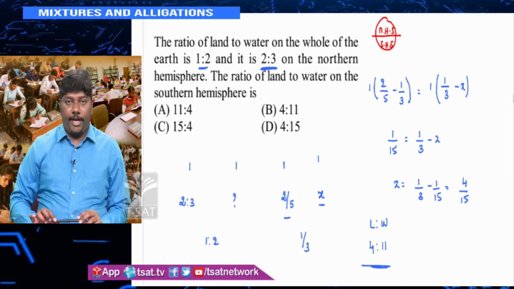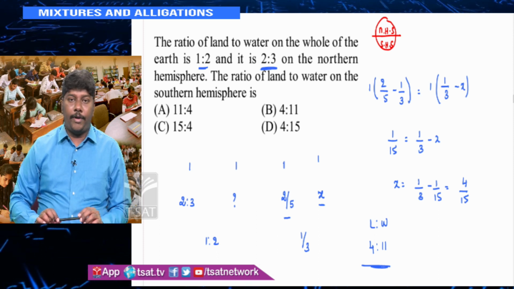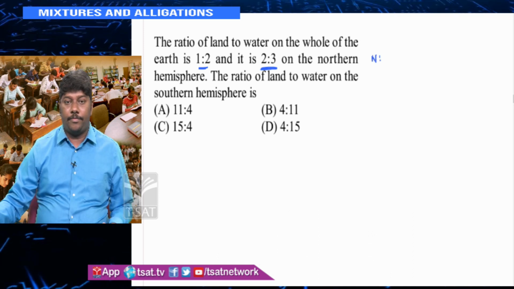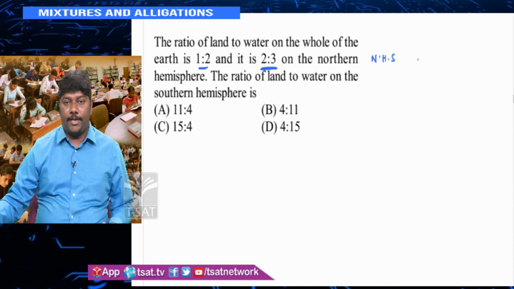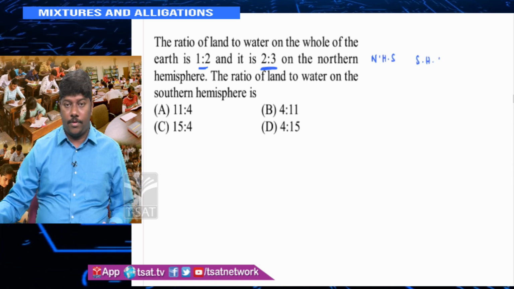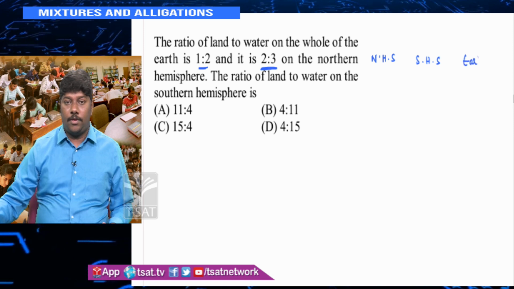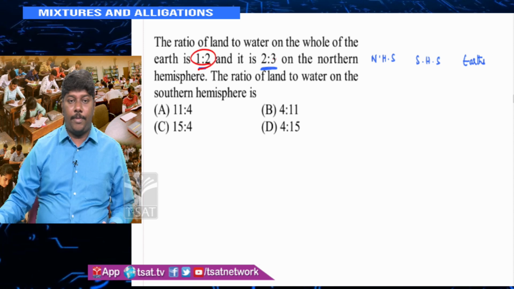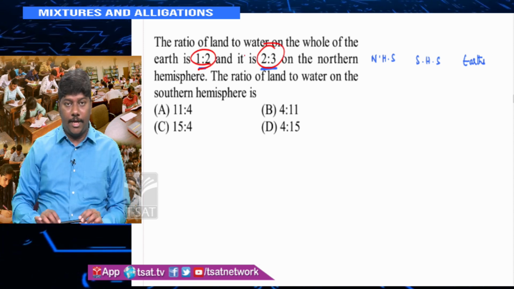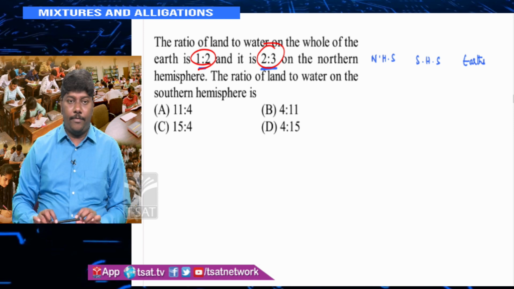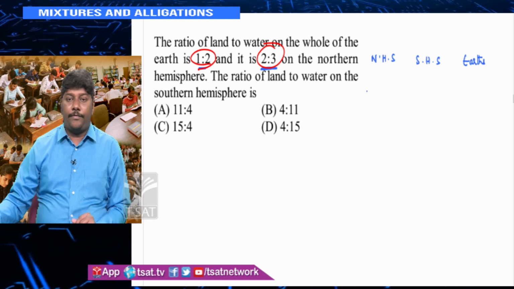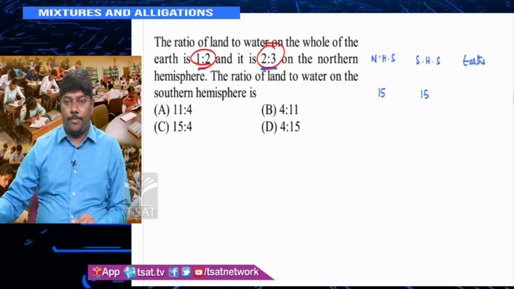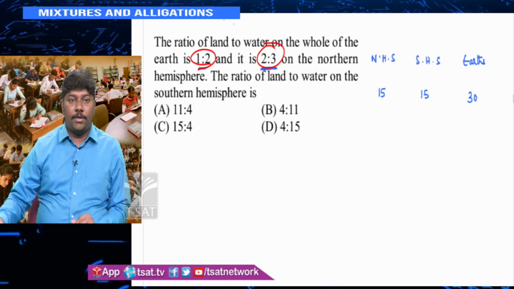Here I am finding A2. Another way of finding A2 is by using values. I take northern hemisphere, southern hemisphere and the whole earth. Assume values for the ratios. Look at the ratios given, 3 parts, 5 parts. Take any number which is a multiple of 3 and 5. A multiple of 3 and 5 is 15. I am taking 15 units of land in the northern hemisphere, and the same in the southern hemisphere. On the whole of earth it is 30.